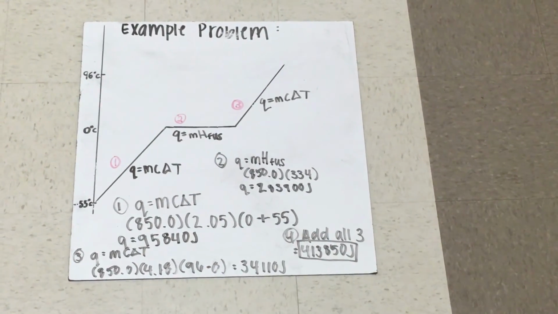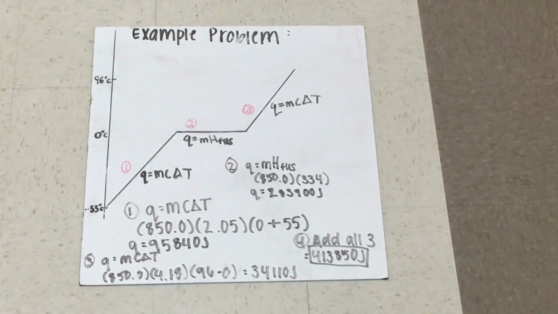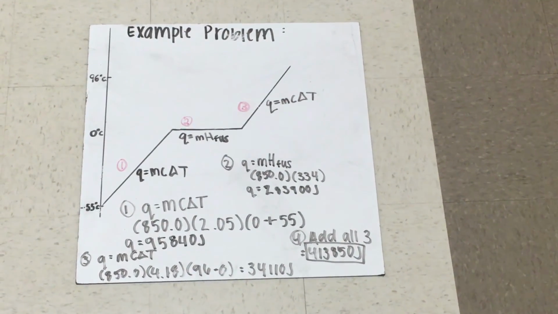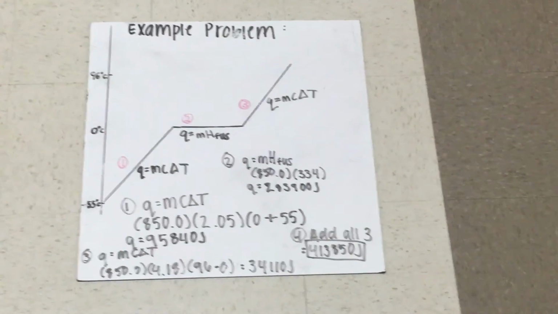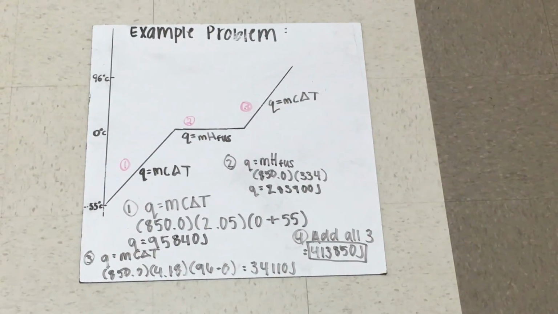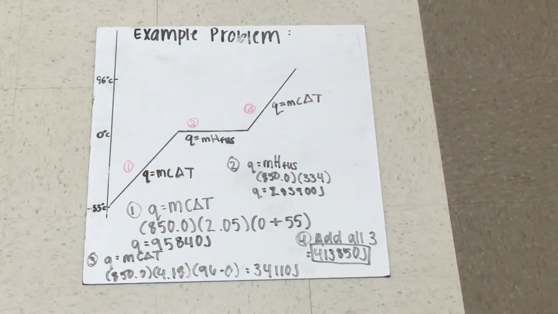Now try problems number 1 and number 2. Follow the same steps you did for the example problem. Number 2 is a cooling curve, but it follows the same steps as the heating curve. The answers for each problem can be found below the question.